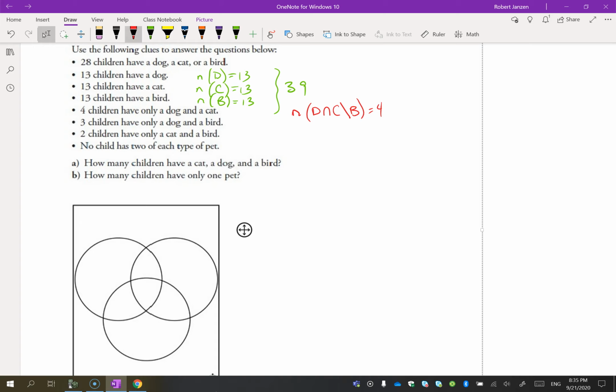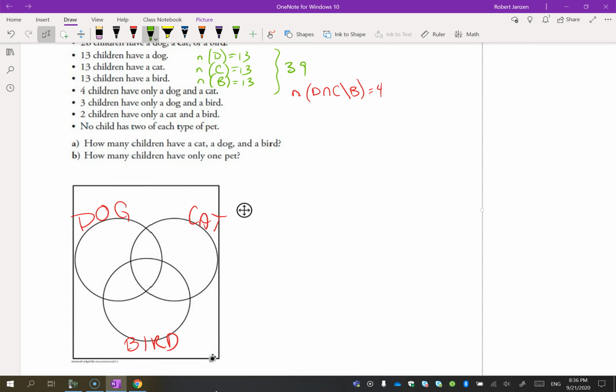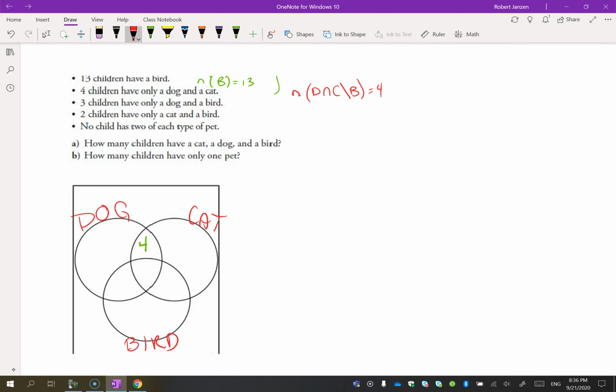Okay, well, let's put this on the Venn diagram right away. Let's go dog, let's go cat, and bird down here. So the number that own a dog and a cat, but not a bird, that's this area right here. Okay, I'm going to put that as 4. Now the number that own a dog and a bird, but not a cat, that's 3.